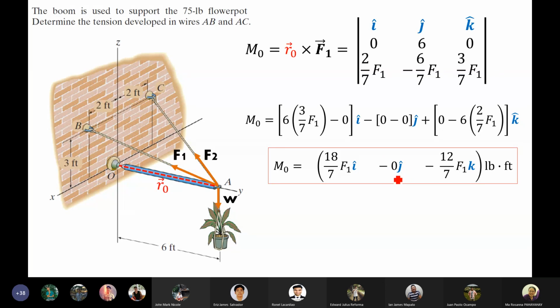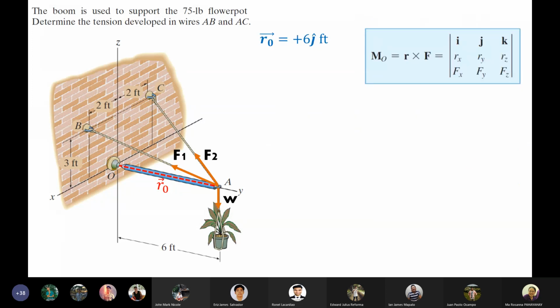For this purpose, I put the 0 first, even though the value of j is 0, but later on we will not write it. Then for k, that is negative 12 over 7 F1 k hat pound feet. Again, this is just the moment for the first force. For F2, it is the same. We will use the same moment arm.